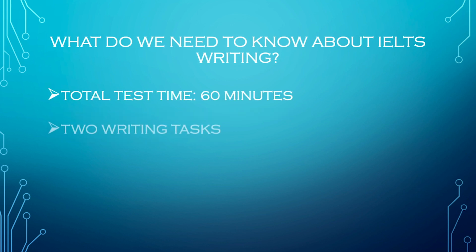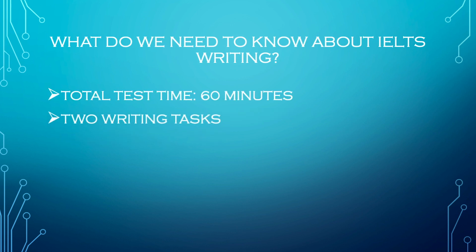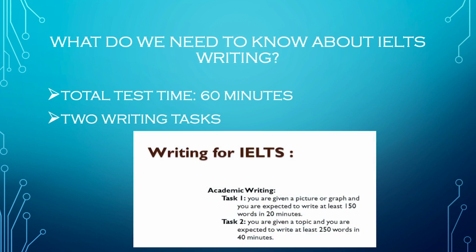The academic writing test is 60 minutes long. There are two writing tasks. We are required to write at least 150 words for task 1 and at least 250 words for task 2. Both tasks are to be answered in a formal style.